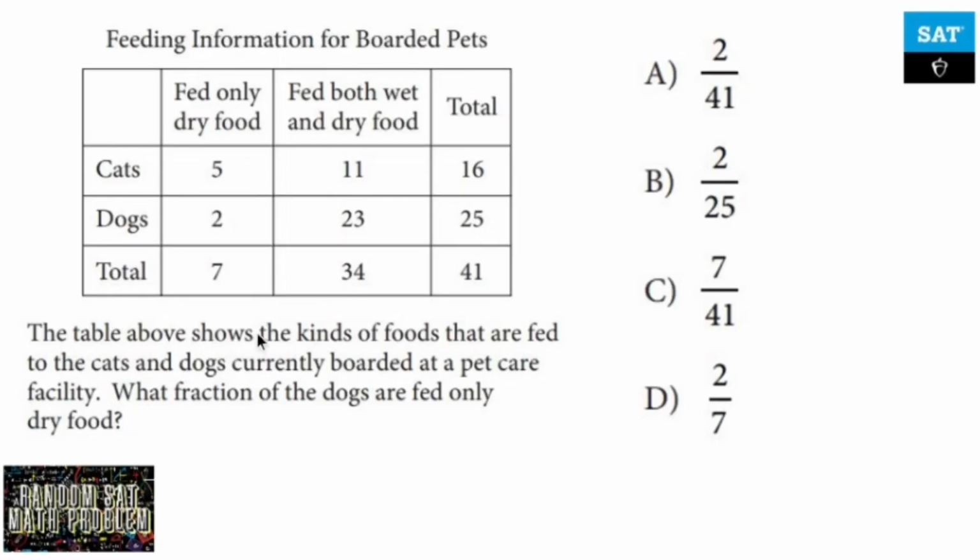The table above shows the kinds of foods that are fed to cats and dogs currently boarded at a pet care facility. What fraction of the dogs are fed only dry food? All right, so this is, well, it is a two-way table. They added the totals here. What we have to be careful of, because I know it's very tempting to use that 41, but we're not going to use the 41.